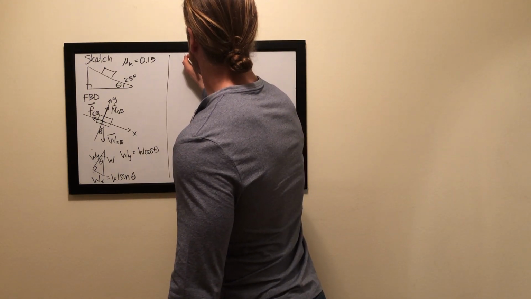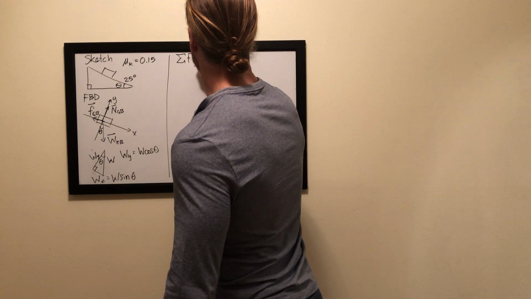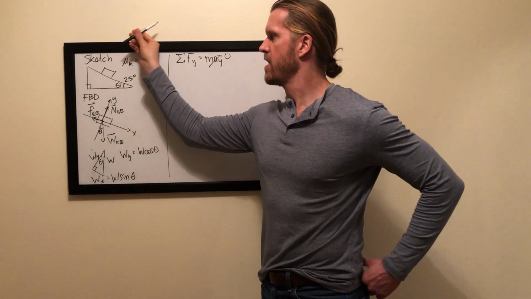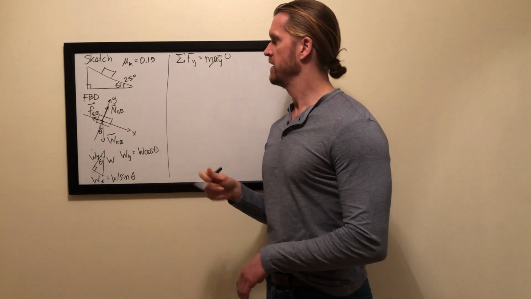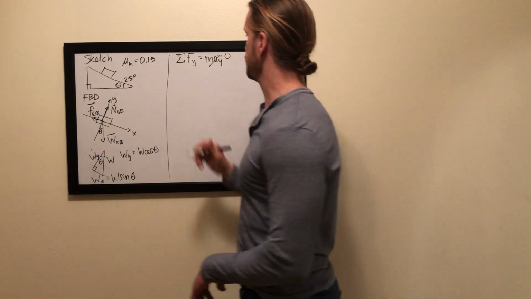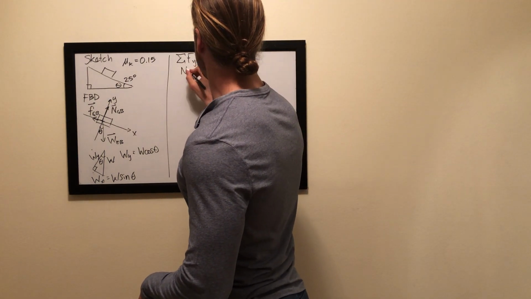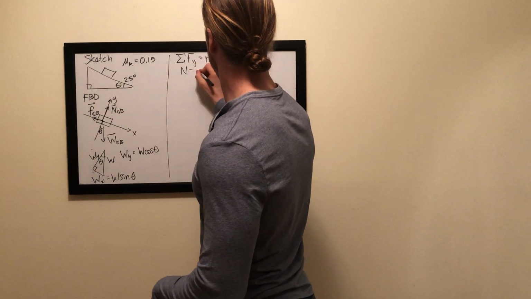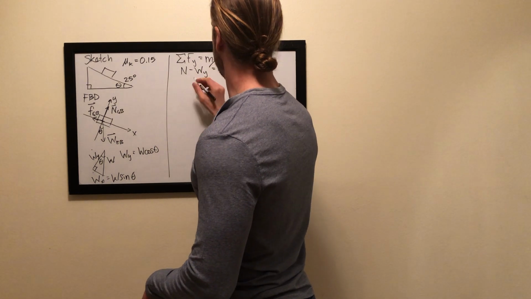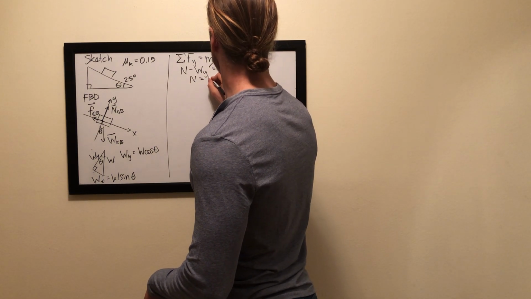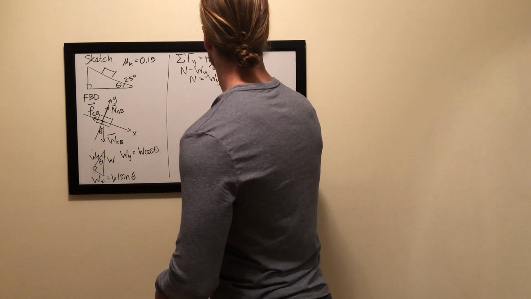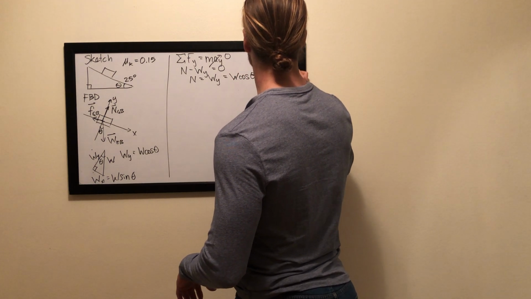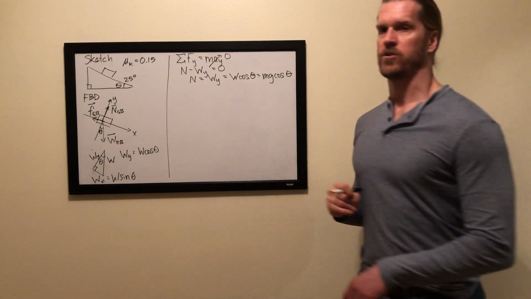Okay, let's do Newton's second law. Sum of the forces in the y direction equals 0 because this box is not accelerating perpendicular to the slope. It's only accelerating down the slope. So we've got n in the positive y direction, and we've got the y component of gravity in the negative y direction. So n equals w_y, which is w cosine theta, which is mg cos theta.